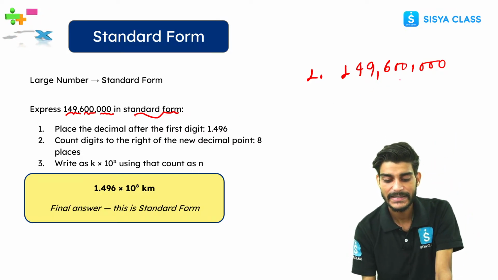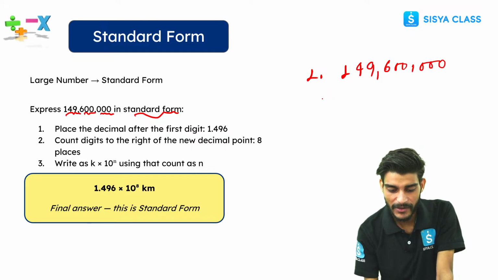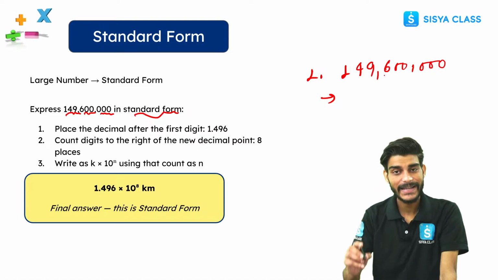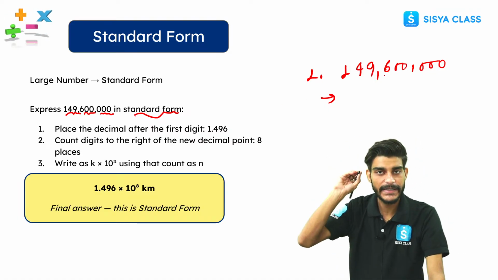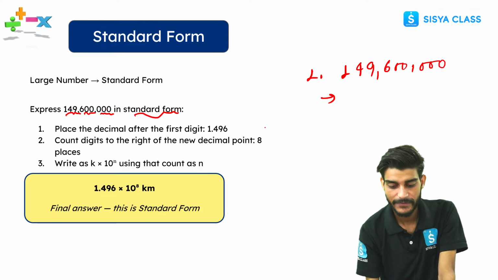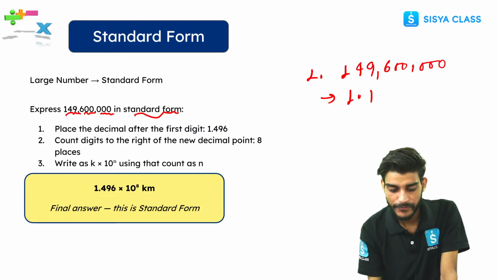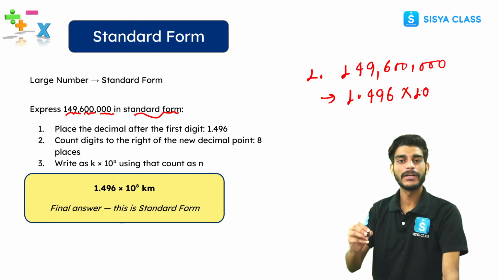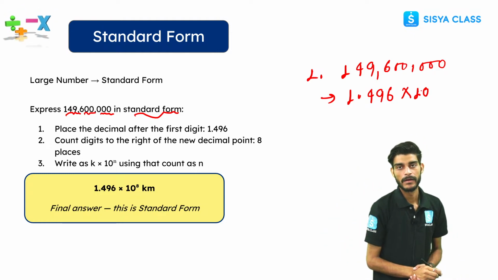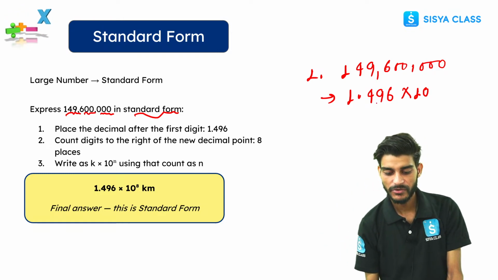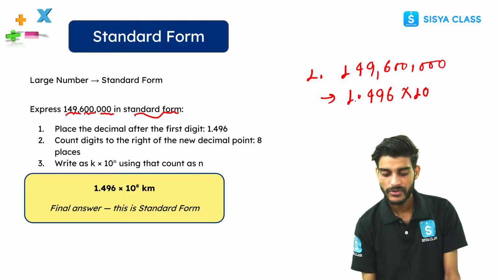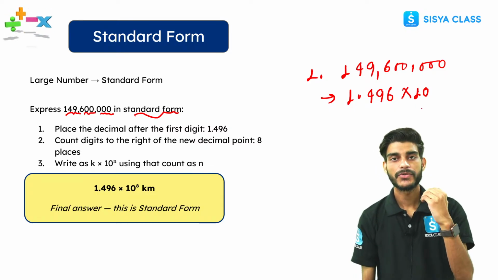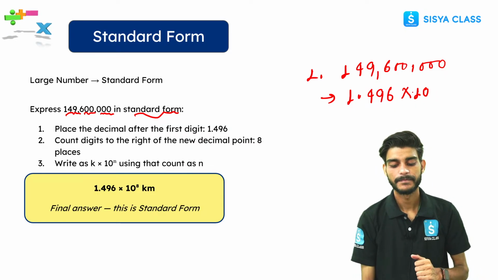So what will be the first step that I will follow? Put the decimal on these numbers. I told you the decimal will be after the first digit. So after the first digit, if I put it, 1.496. I'll write all the non-zero numbers. So 1.496. Now the next question is, what should I give as the power of 10?